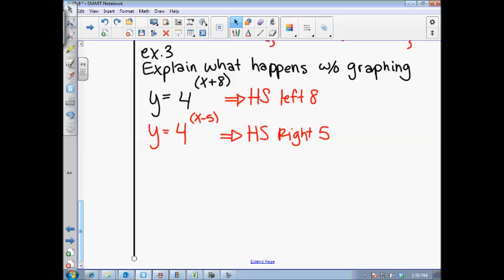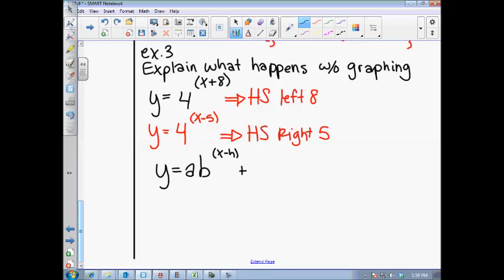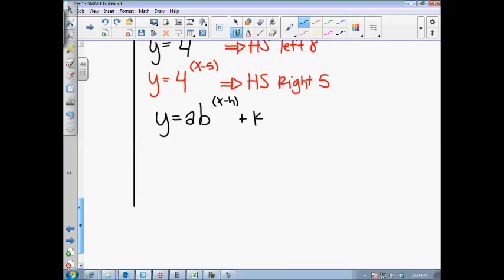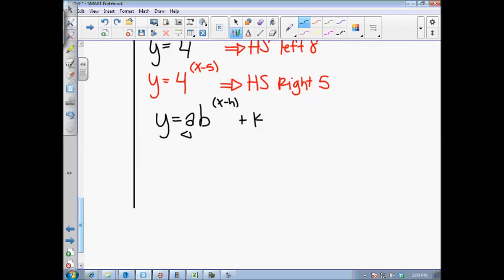them all down. Remember, the generic form. We have an A times a base raised to x minus h plus k. We've talked about the A already. The A affects the steepness of the graph and can flip it. Steepness and can flip if it's negative.